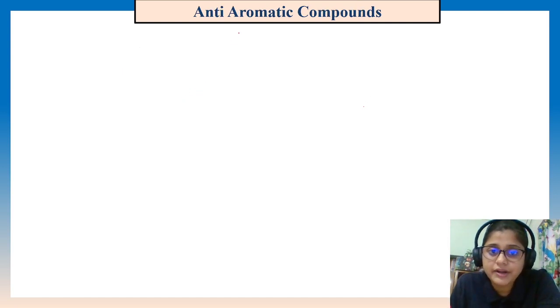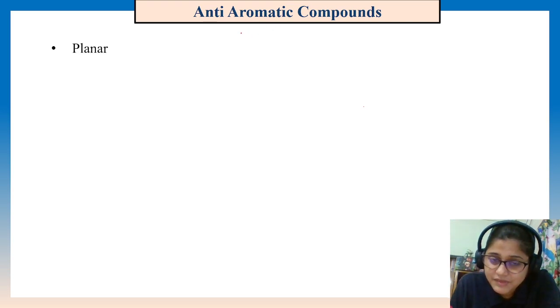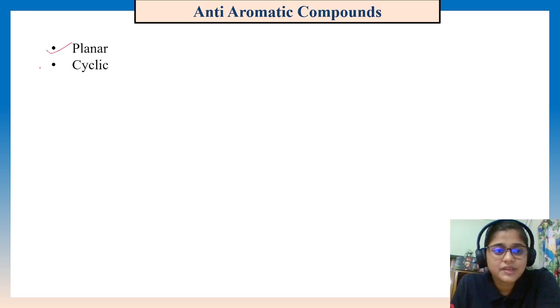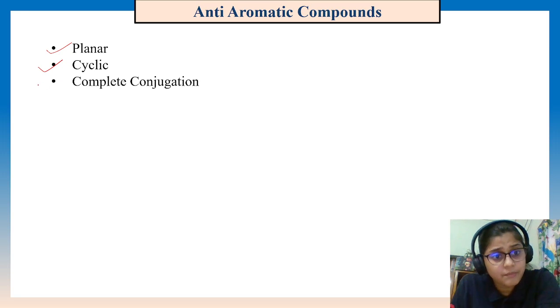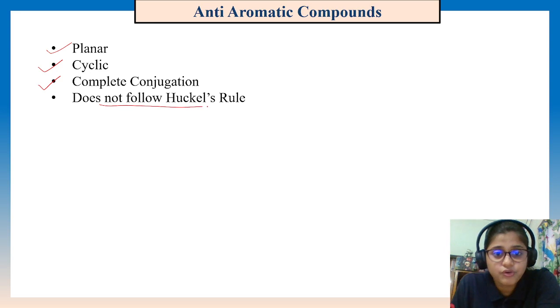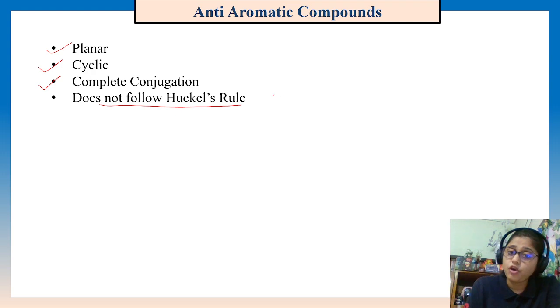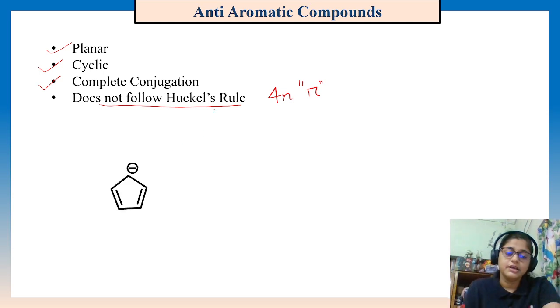Next, another kind of molecules are anti-aromatic. How can we find that? Planarity is the same as aromatic, cyclic obviously, complete conjugation like aromatic, but it doesn't follow Huckel rule. It will not have 4n plus 2 pi electrons. It will follow the 4n pi electron rule. 4n number of pi electrons will be there. Okay, let's take an example and understand.